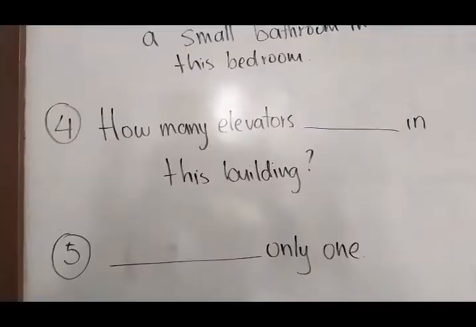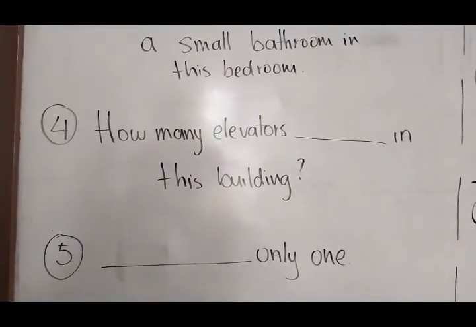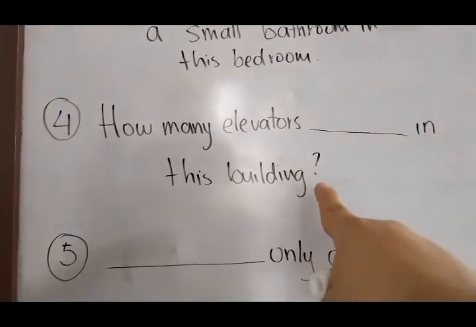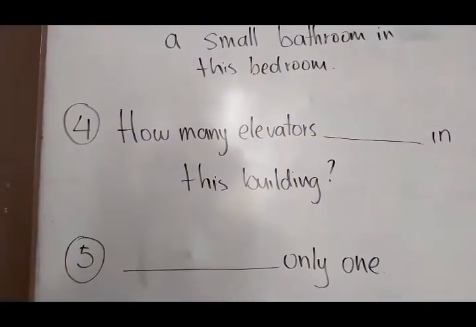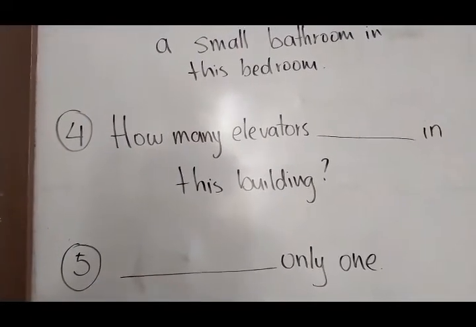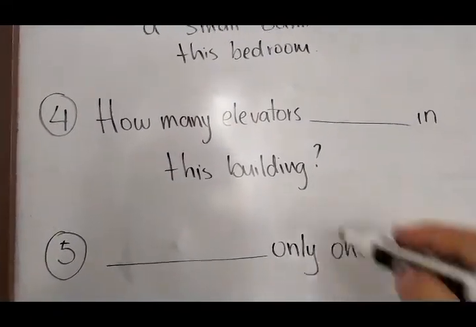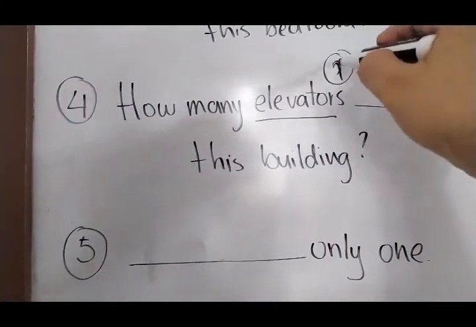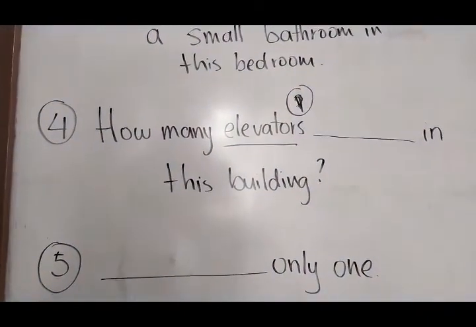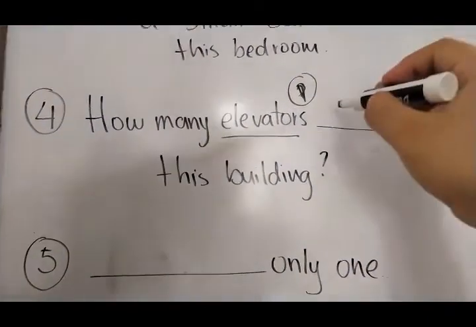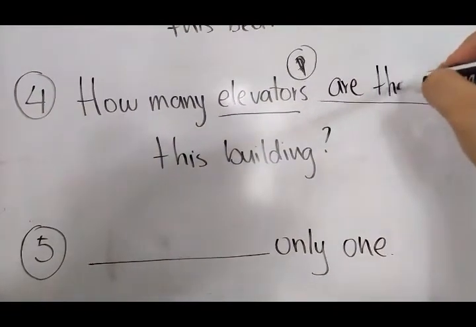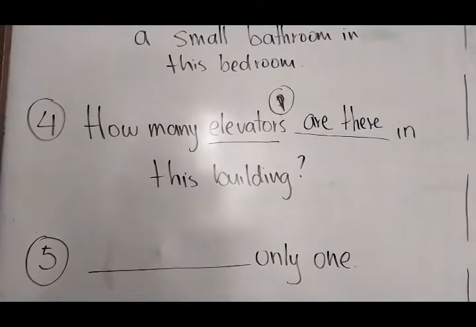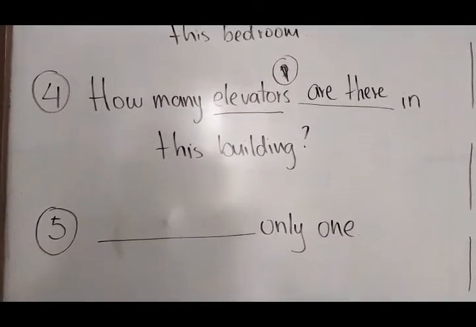Number 4. How many elevators in this building? Is a question. As you see, there is a question mark. So, is there or are there? Ahí decidimos si va con is there or are there. In this case, as we are talking about elevators in plural, elevadores o ascensores, we use are there. Entonces quedaría, how many elevators are there in this building? ¿Cuántos ascensores hay en este edificio?